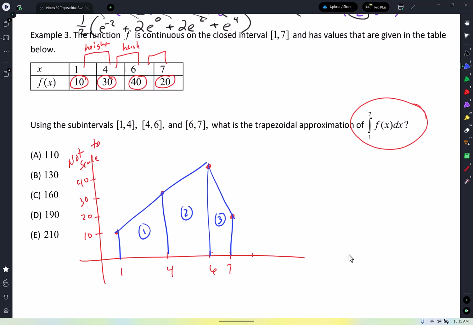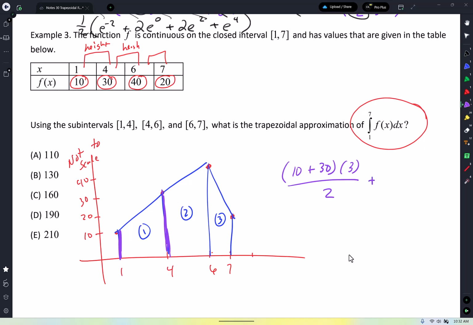All right, so here it is. First trapezoid. So this is my base. This is your first base. This is your second base, what you see in purple. So I'm going to go parenthesis 10 plus 30, times my height. What's the difference between 1 and 4? 3, divided by 2. That's your first trapezoid.